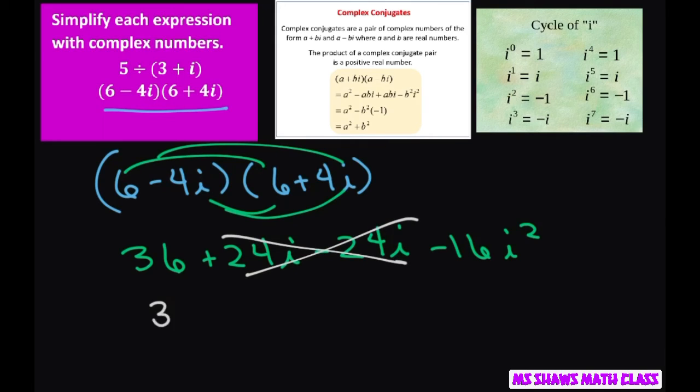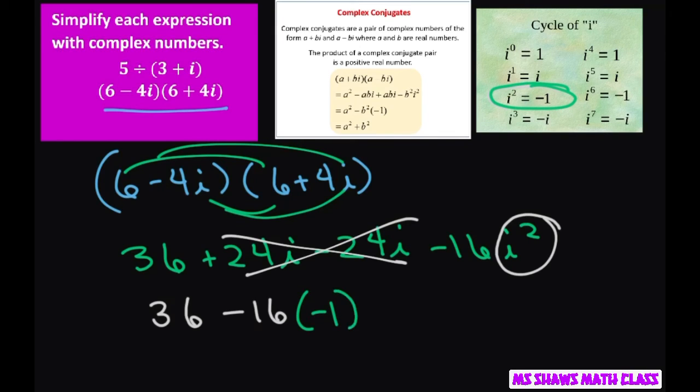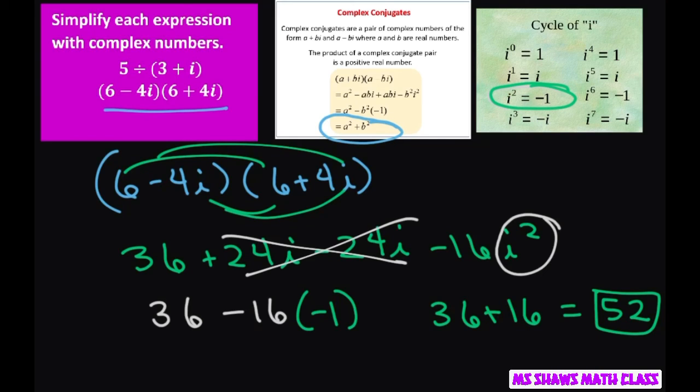So now you have 36 minus 16, and i squared is -1. So just substitute that -1 there. So you can get 36 plus 16, which is going to give you 52. Now what we could have done is just use that formula, and we would have got, if a is 6 and b is 4, you would have just done the same thing. It would just have been 6 squared plus 4 squared equals 52. So we want to get used to this formula here.